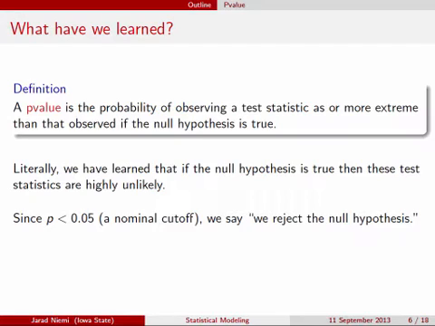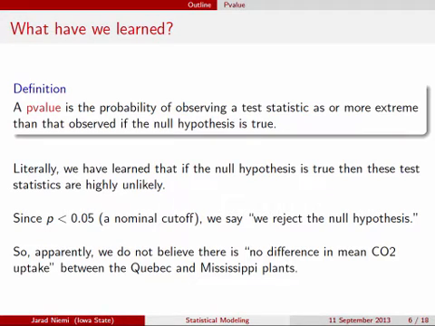That doesn't necessarily mean that your alternative is true. It either means that your alternative is true or your model is really bad. Okay, and so we're going to talk a bit about checking the model in a bit. But at this point, what we can say is, okay, we don't believe that there's no difference between Quebec and Mississippi.